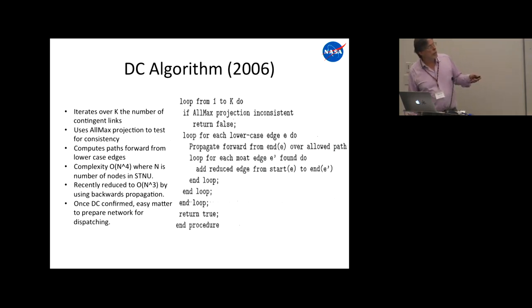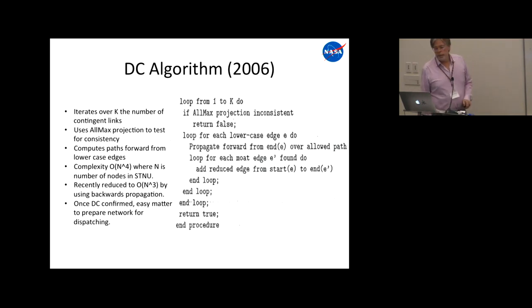Here's a hard question. Why is this true? Why is it that if the Allmax projection is inconsistent, you return false? Well, the answer is if the Allmax projection is inconsistent, then the network is not weakly controllable. And if it's not weakly controllable, it follows automatically that it's not dynamically controllable, because dynamic controllability implies weak controllability. So that's why it works there, and it's used as a test.